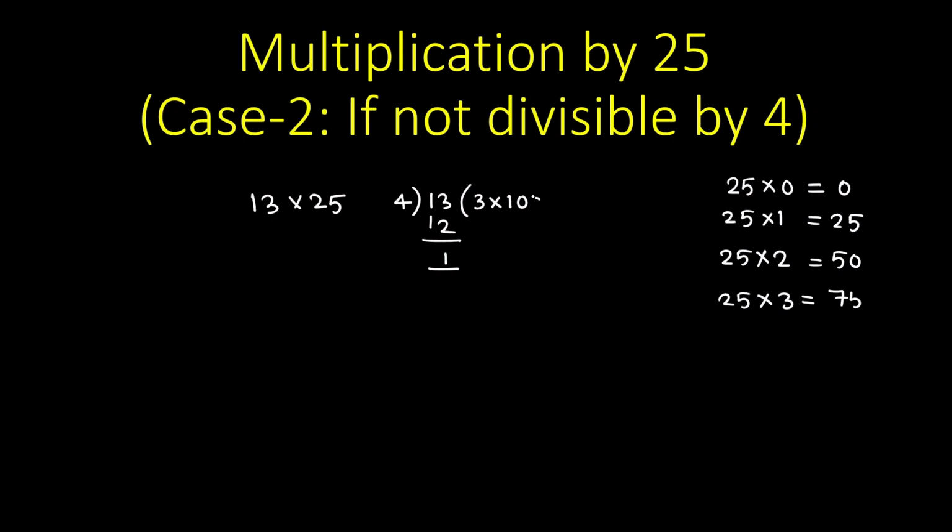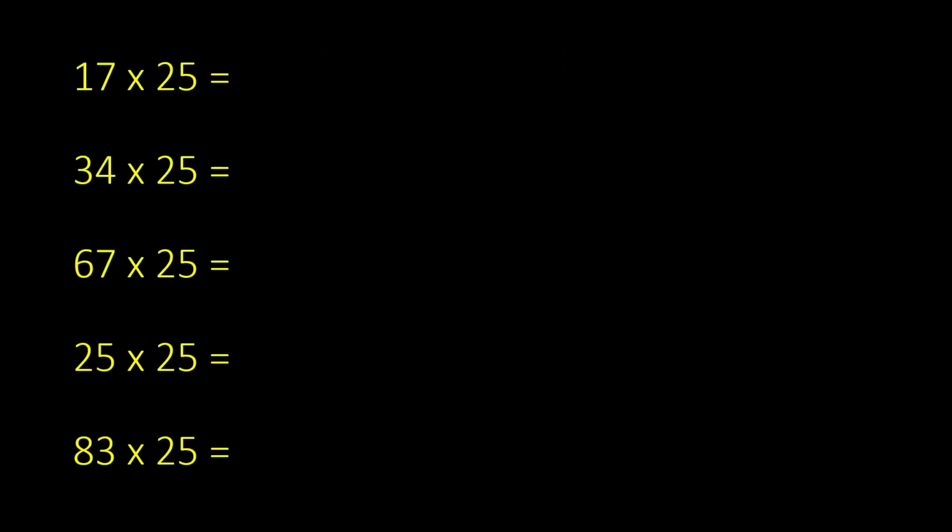Let us discuss some questions. 17 into 25. When we divide 17 by 4, the quotient is 4. So it is 400 plus the remainder is 1. So 1 25 is 25. So 400 plus 25 is 425.